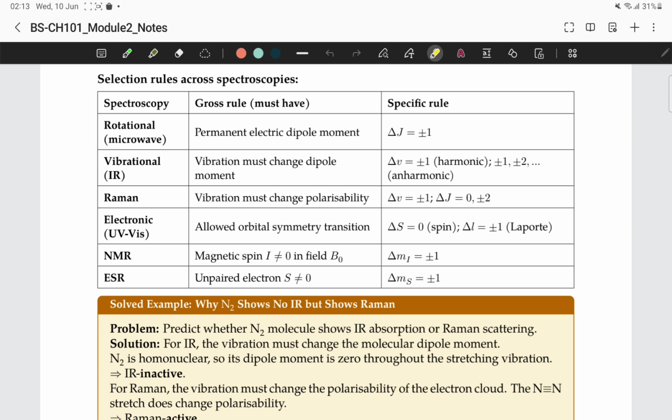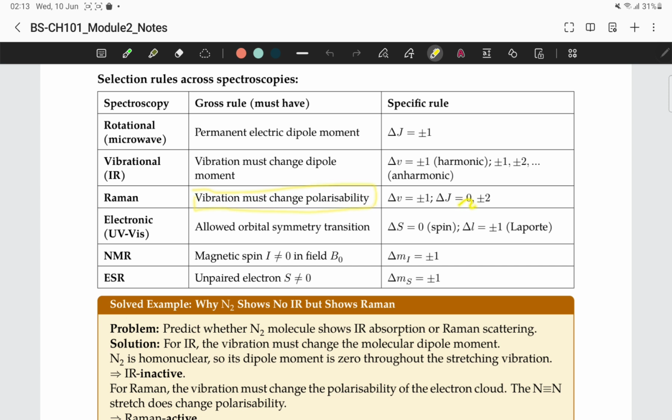We will be covering each and every spectroscopy one by one. This is just the introductory part, so let's cover it quickly so we can go to the main parts and the questions that repeat again and again. I have tried to add practice questions so you get an overview of how to write your answers. Then we have Raman spectroscopy, where the vibration must change polarizability.